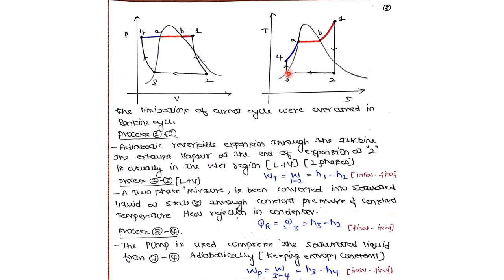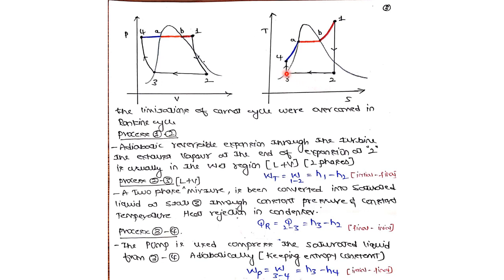Similarly, the pumping process 3 to 4. How will you calculate the work done? It is initial minus final. Initial is state 3, final is state 4. So it is H3 minus H4. And the last one is the heat addition process.